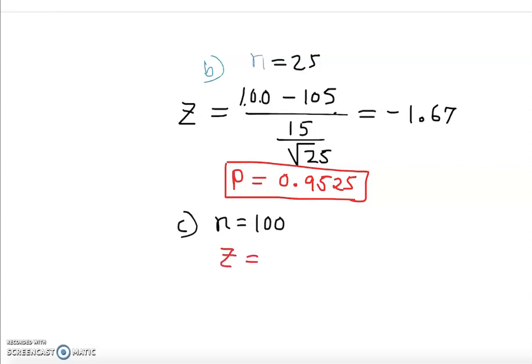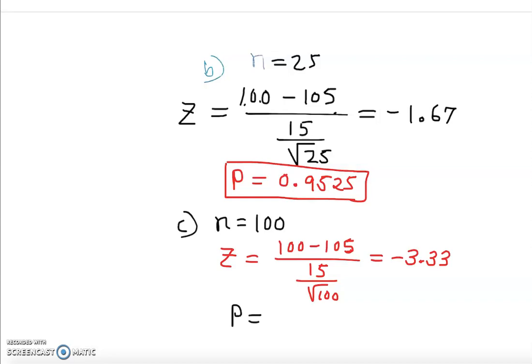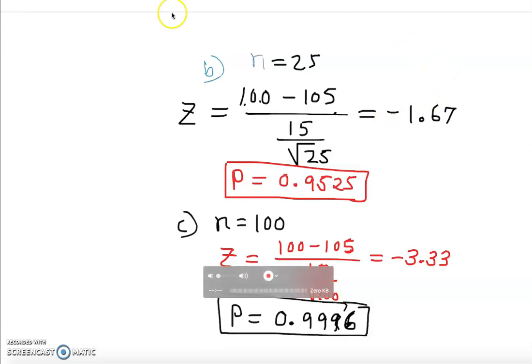So we do z equals 100 minus 105 over 15 over the square root of 100. That should give us negative 3.33. I did it ahead of time, so you can check it out. Remember, we must have the z-score to 2 decimal places. Then you go to the z table, and it gives you the probability of 0.9996. So that's the probability. Okay, I hope you understand how to find the area to the right given a sample size of more than 1. Thank you.